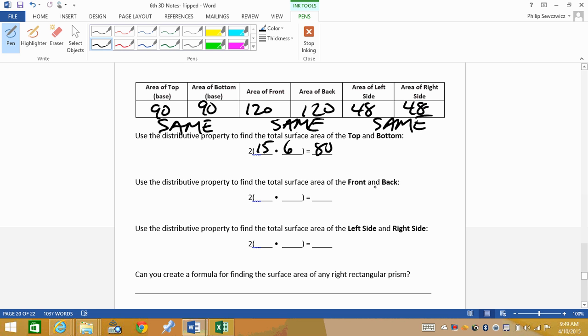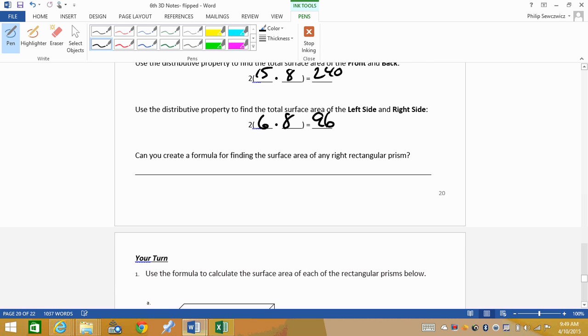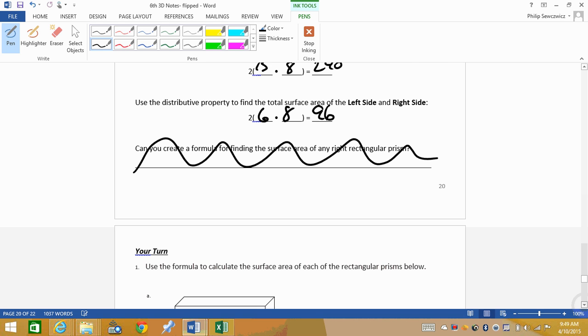And then the front and the back: to do those, we did 15 times 8, but there are 2 of them, as we can see here. So that would give us 240. And then for the left and the right side, we did 6 times 8, which is 48, and oh wait, there are 2 of them, so that's 96. So to find the surface area, we simply have to add up all of those faces, and we get our total amount. Now, what we're after here is, can we create a formula for finding the surface area of any rectangular prism? Well, I don't really want you to get caught up in a formula. So right now, just get rid of that.